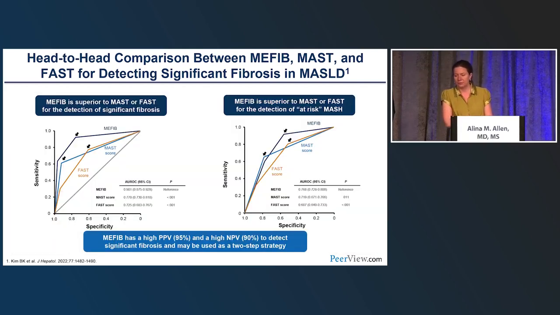These are the results of this study, which show that MEFIB is superior to MAST or FAST for the detection of significant fibrosis on the panel on the left, and for the detection of at-risk MASH in the panel on the right. And you can see the area under the curves listed here in the figure. MEFIB has a high positive predictive value of 95% and negative predictive value of 90% to detect significant fibrosis, and may be used as a two-step strategy.